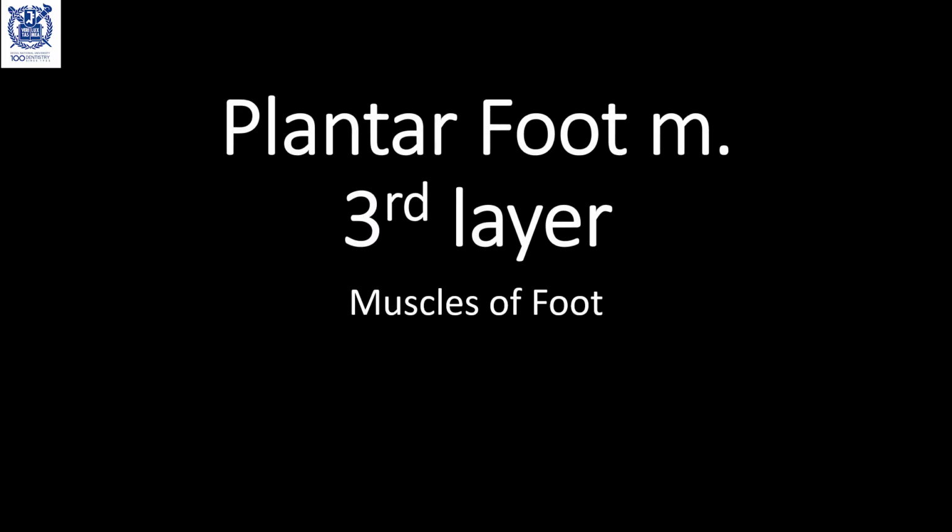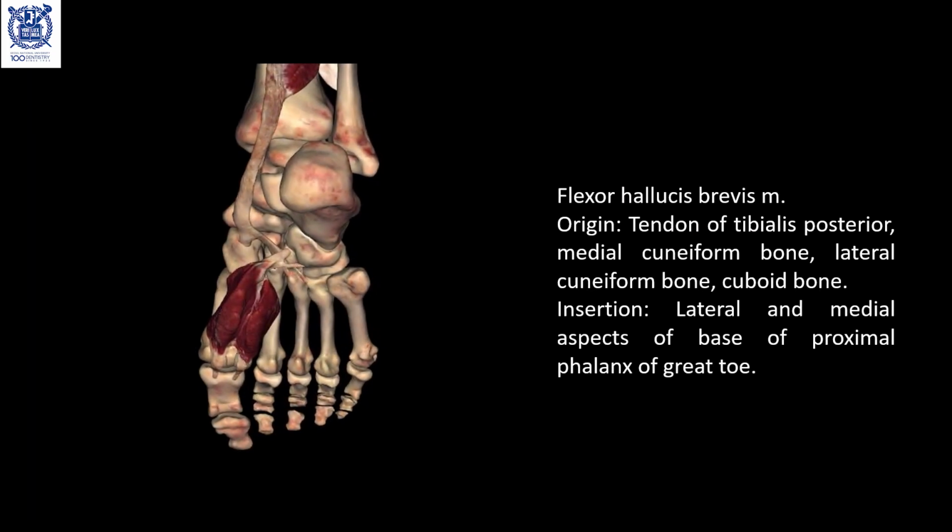Third layer, we have flexor hallucis brevis muscles. It has origin at tendons of tibialis posterior, medial cuneiform, lateral cuneiform, and cuboid bone. Insertion: lateral and medial aspects of base of proximal phalanges of great toe.